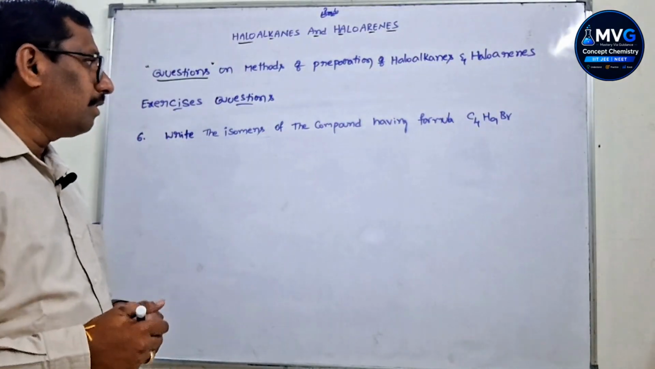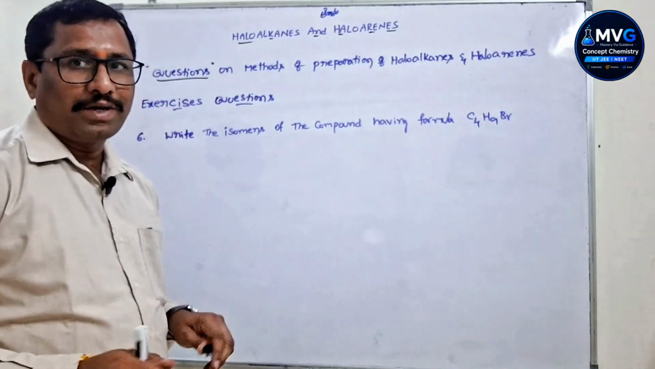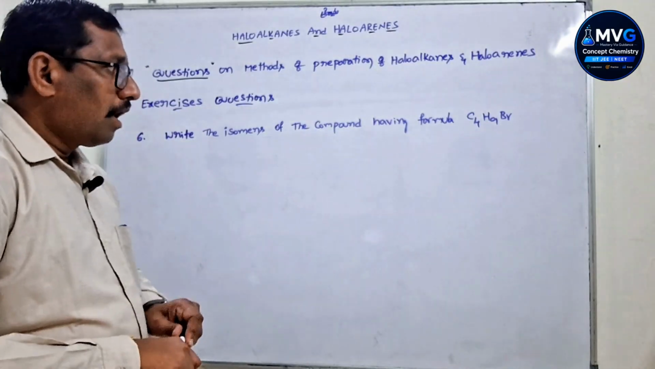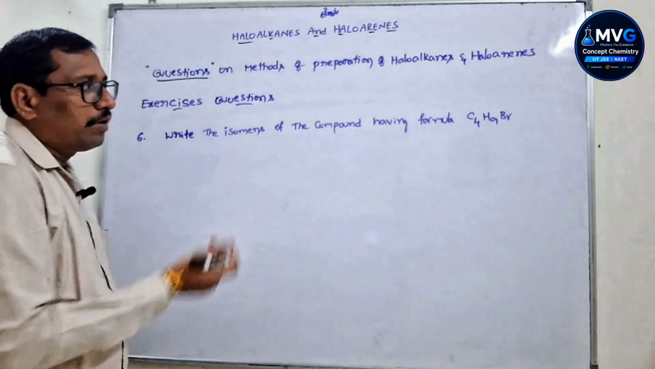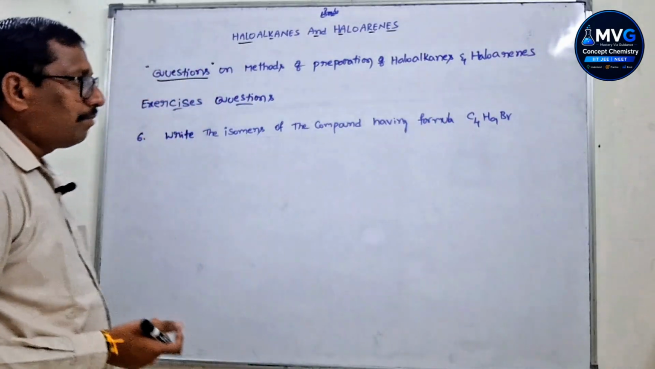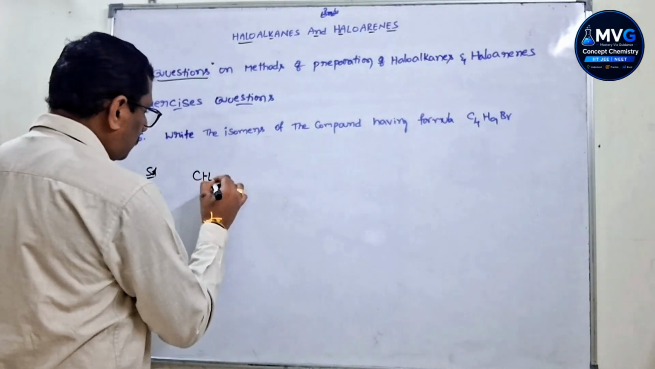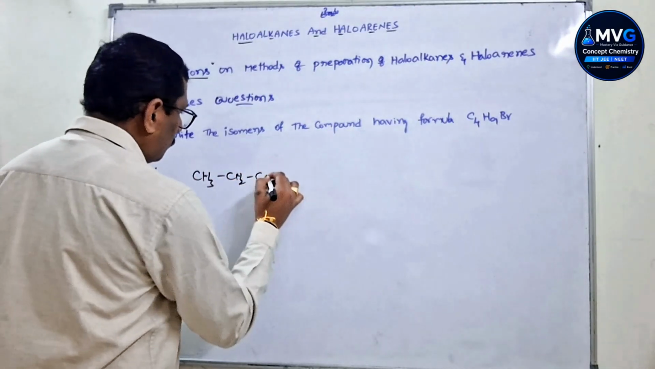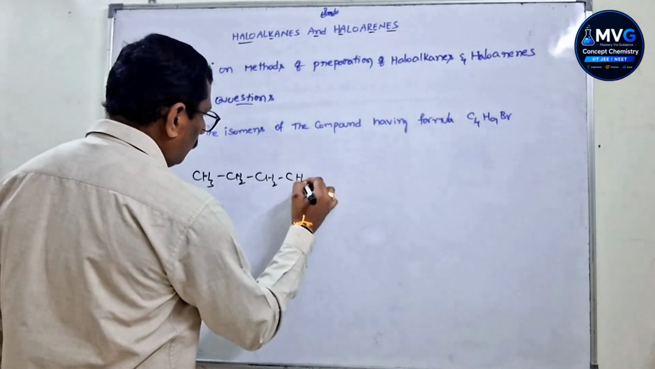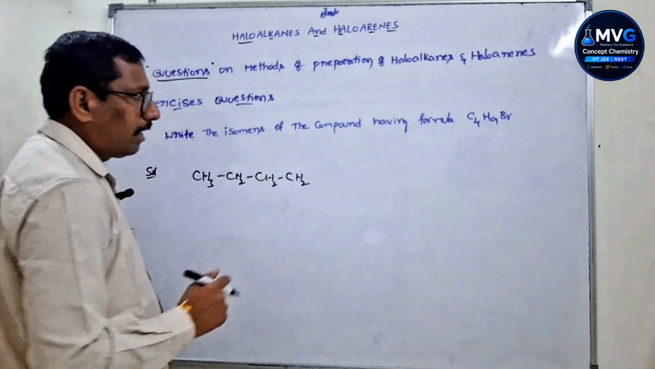Students, in this question, they asked: write the isomers of the given formula. Isomers means, students, how many possible compounds we can write with this molecular formula. C4H9Br is there. Solution: here we can write CH3, CH2, CH2, CH2, 4 carbons are there, 5 plus 4, 9 hydrogens are there.